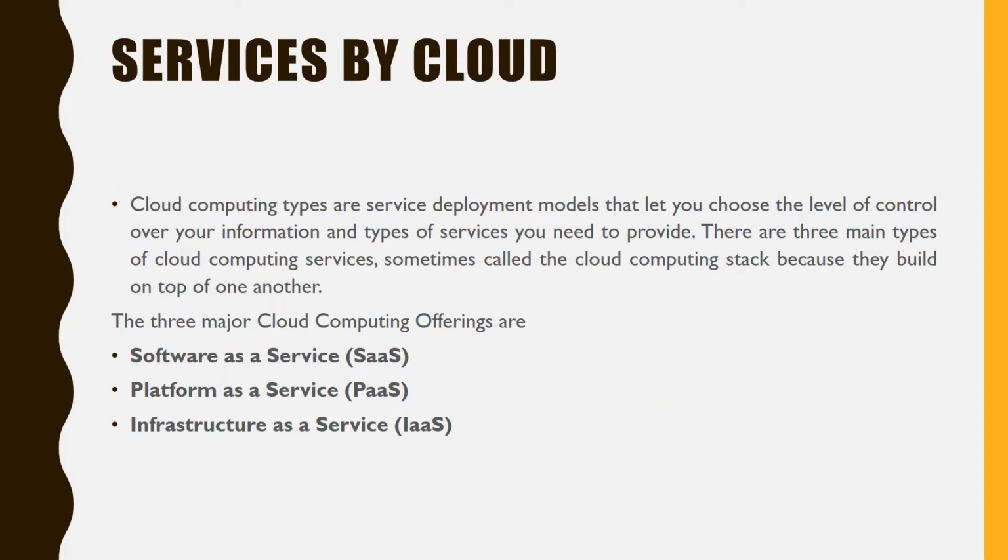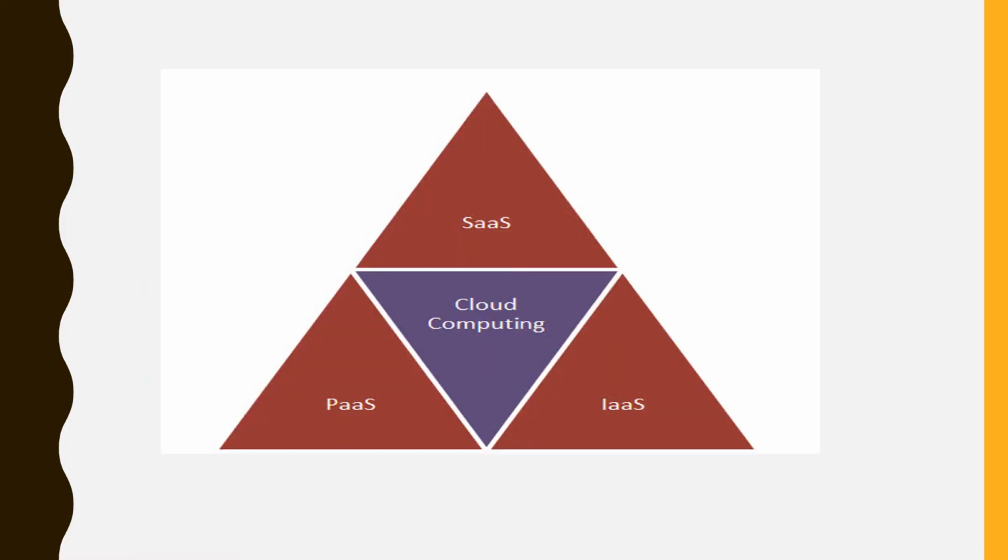Now, services by a cloud. Basically, there are a number of services that are provided by a cloud. We can categorize these services under three types: software as a service, platform as a service, and infrastructure as a service. All the services given by any sort of cloud fall under one of these services. This is the structure of cloud computing.